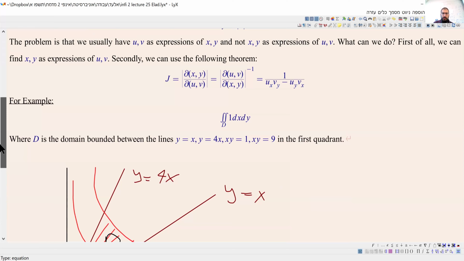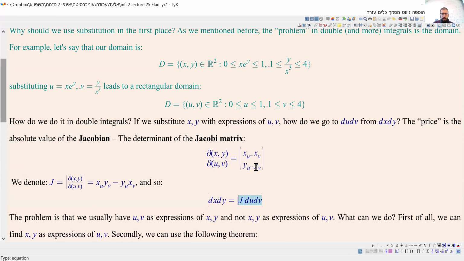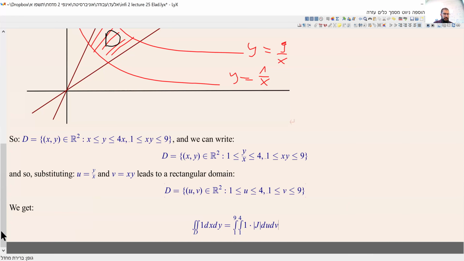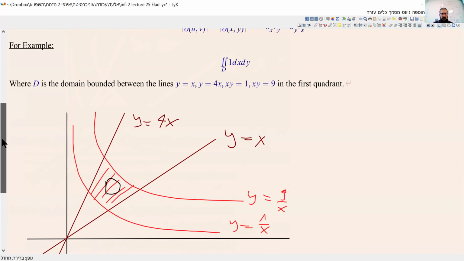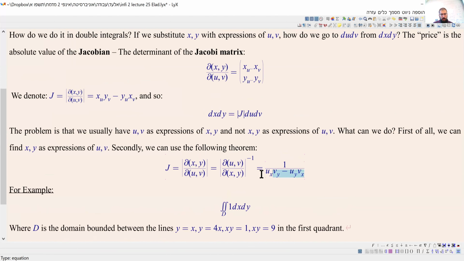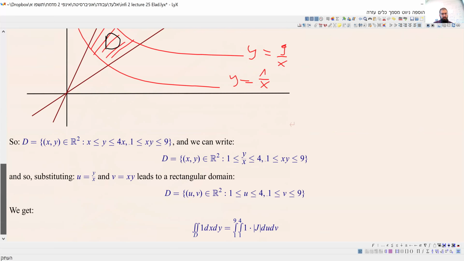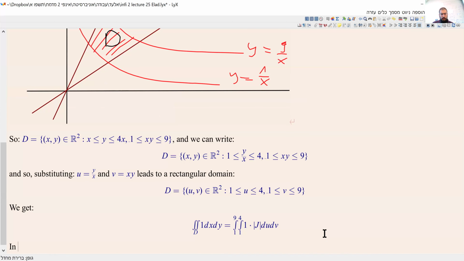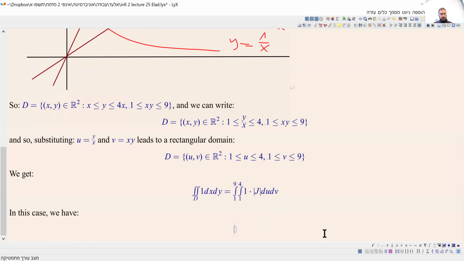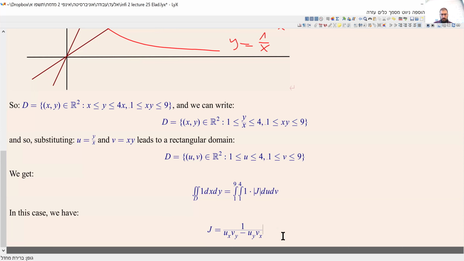dx dy is the determinant of the Jacobian, which I denote with J, in absolute value, du dv. Now the question is, what is J? And yet again, we don't have x and y as expressions of u and v, but we have u and v as expressions of x and y, which is totally enough for us to find J.